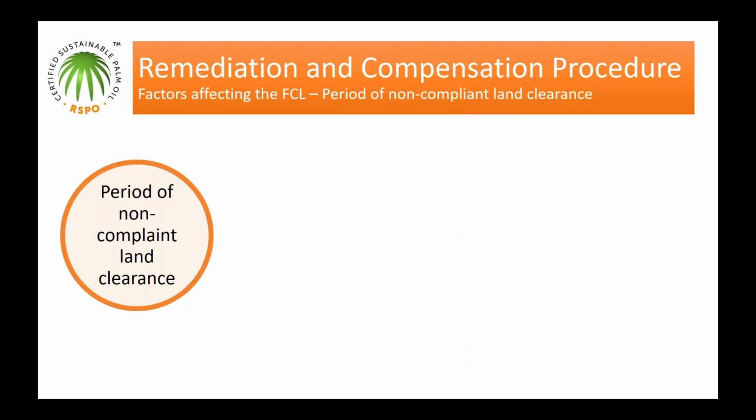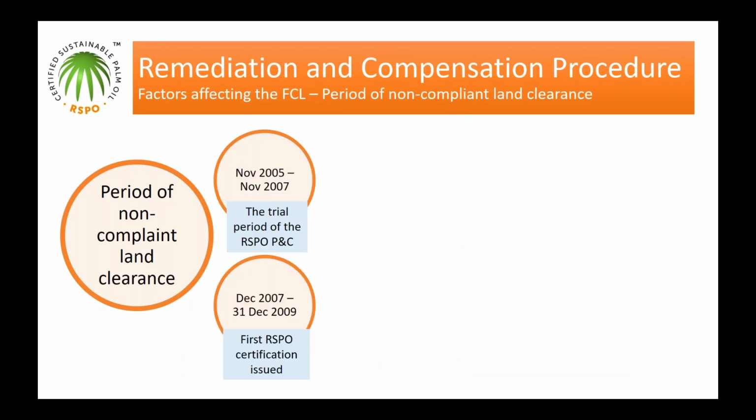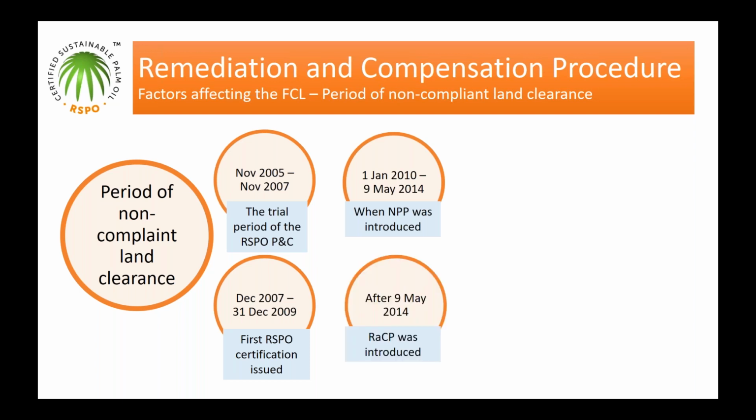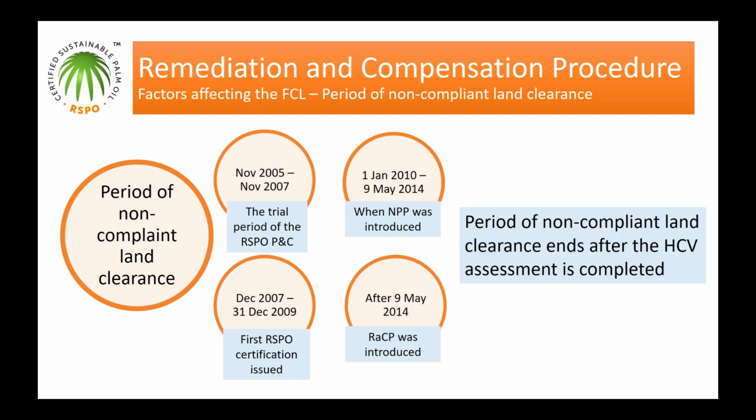The next factor is the period of non-compliant land clearance. The first period is November 2005 to November 2007. This is when the first RSPO PNC was trialed. The second period is December 2007 to December 2009, where the first RSPO certification was issued. And then 1st January 2010 to 9th May 2014 is when the NPP was introduced. And finally, after 9th May 2014, which was the date of the introduction of the remediation and compensation procedure.